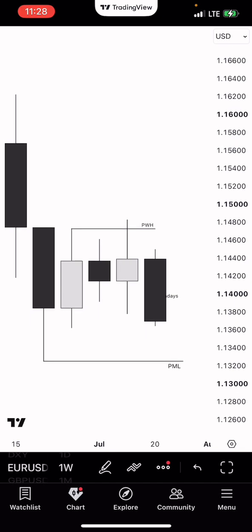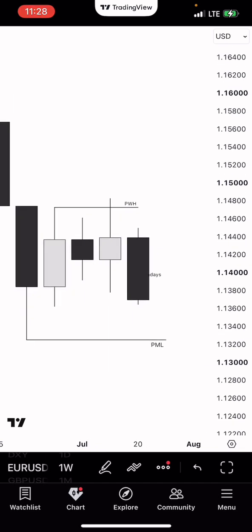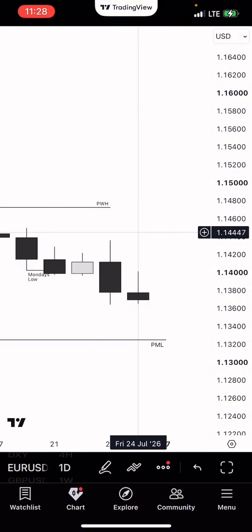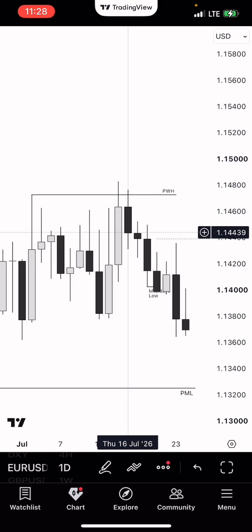So look at this scenario. Price has swept this high. So I now anticipate this current week to be bearish. Looking for a bearish week, so we now have to move to the daily time frame to confirm if we're going to be trading bearish or not.